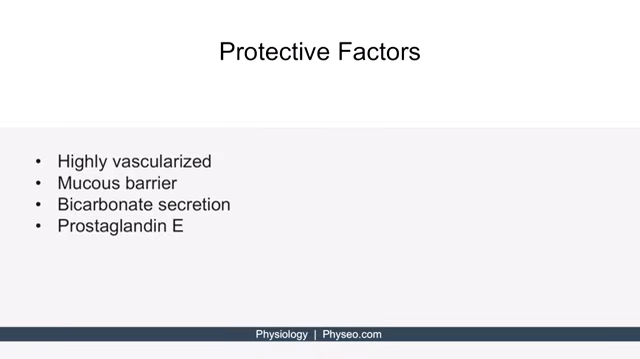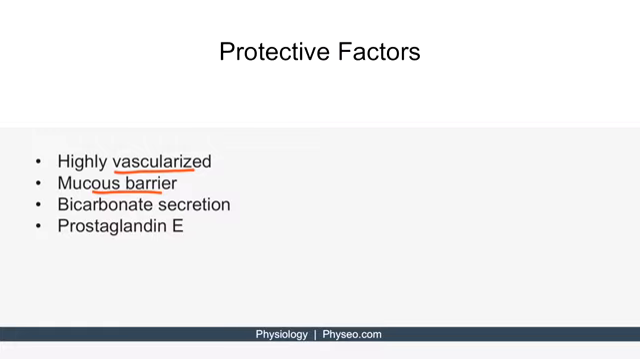Okay, the next topic is about protective factors that allow the stomach to withstand the presence of such a highly acidic environment. There are 4 important factors you need to be familiar with for step 1. First, the stomach is highly vascularized, which allows blood to sweep away acid that may come in contact with the gastric epithelium. Second, the mucus cells of the stomach produce a thick mucus barrier between the acid and the gastric epithelium, which prevents the acid from eroding the tissue.